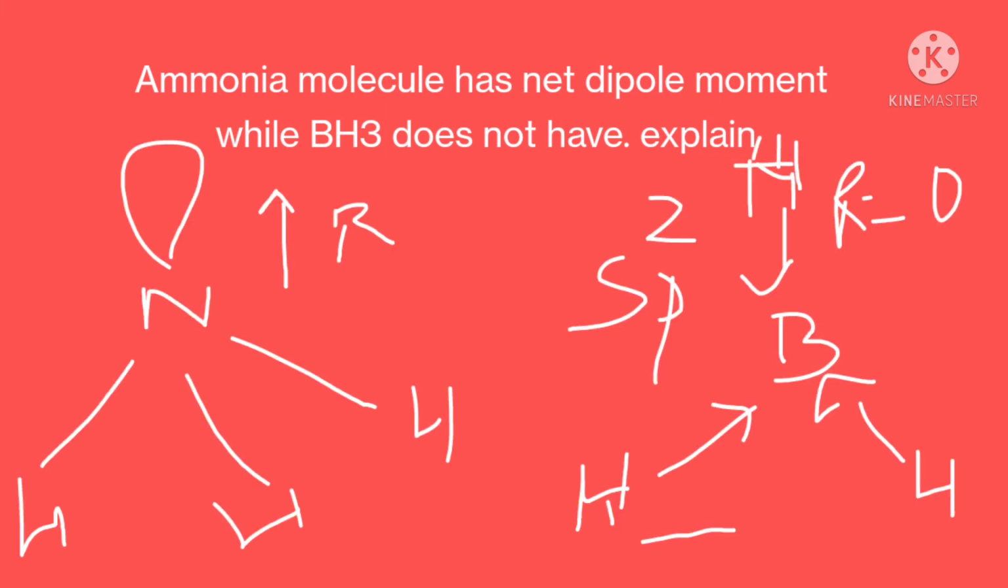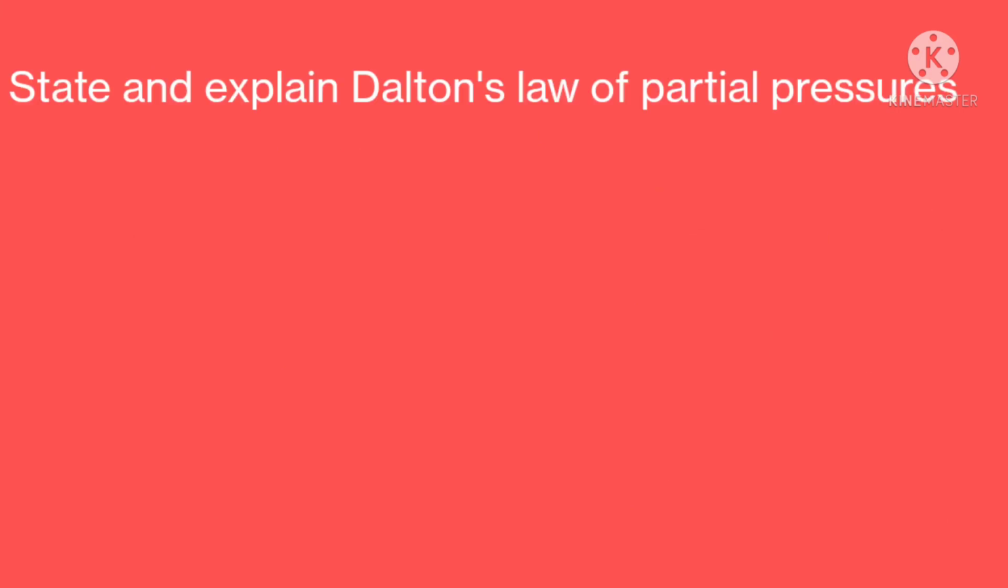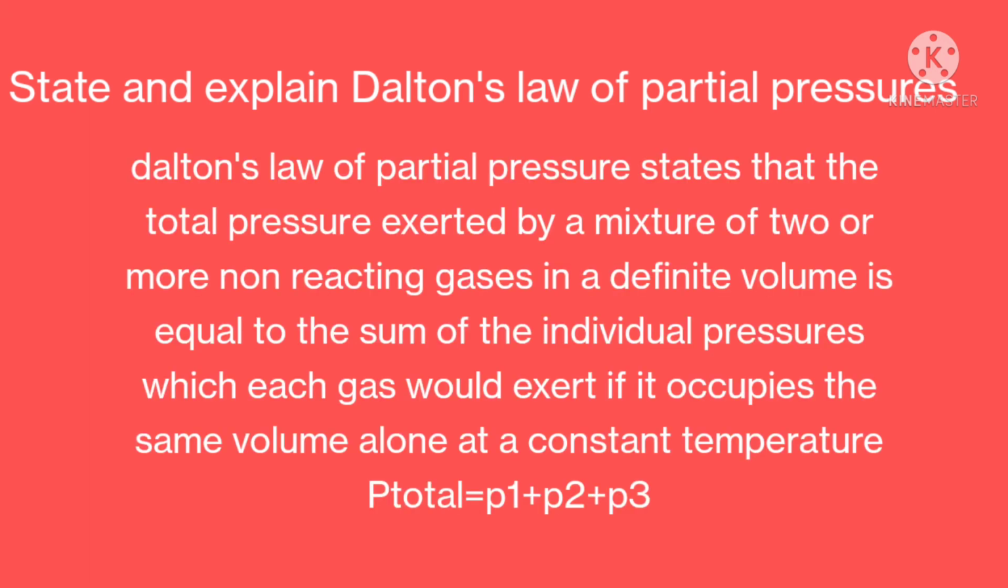State and explain Dalton's law of partial pressures. So Dalton's law of partial pressure states that the total pressure exerted by a mixture of two or more non-reacting gases in a definite volume is equal to the sum of the individual pressures which each gas would exert if it occupies the same volume alone at a constant temperature. P total will be P1 plus P2 plus P3. This is Dalton's law of partial pressures.